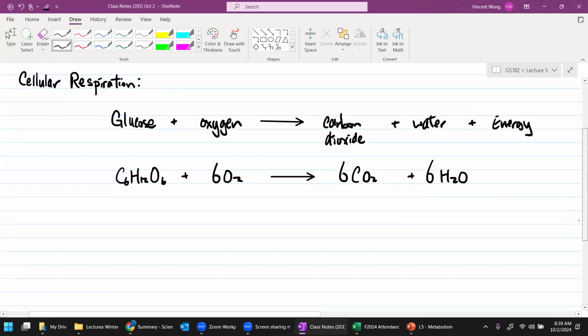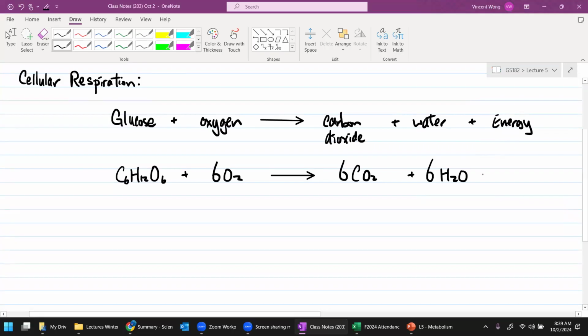So, more importantly, it's going to produce energy. And as I told you, energy is captured and stored in the ATP molecule. Under ideal conditions, the metabolism, the breakdown of one glucose molecule is going to be able to give you up to 36 ATP. Okay? Up to 36 ATP.